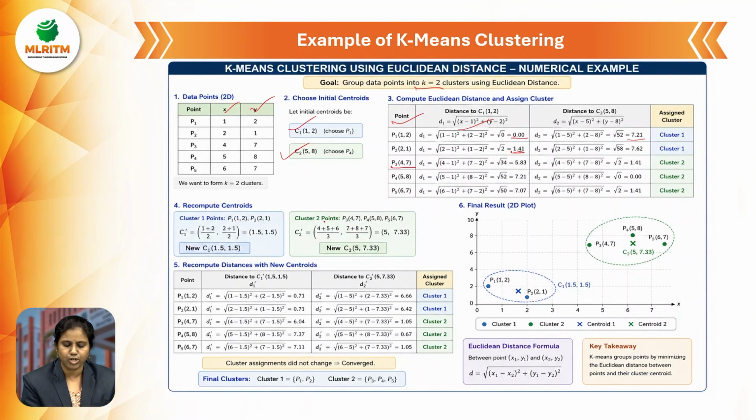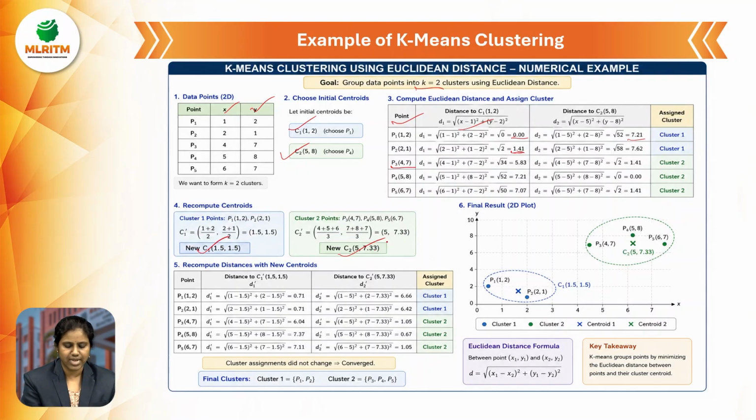The other cluster, cluster 2, has points 4 comma 7, 5 comma 8 and 6 comma 7. You can see this is (x1 plus x2 plus x3) by 3 and (y1 plus y2 plus y3) by 3. Now the new centroids we got are C1 and C2. What is the process we have to do? Again we have to recompute with P1 to P5. All the points we have to compute with the new centroids. So now the point will be 1.5, 1.5 and the other point will be 5.5 comma 7.